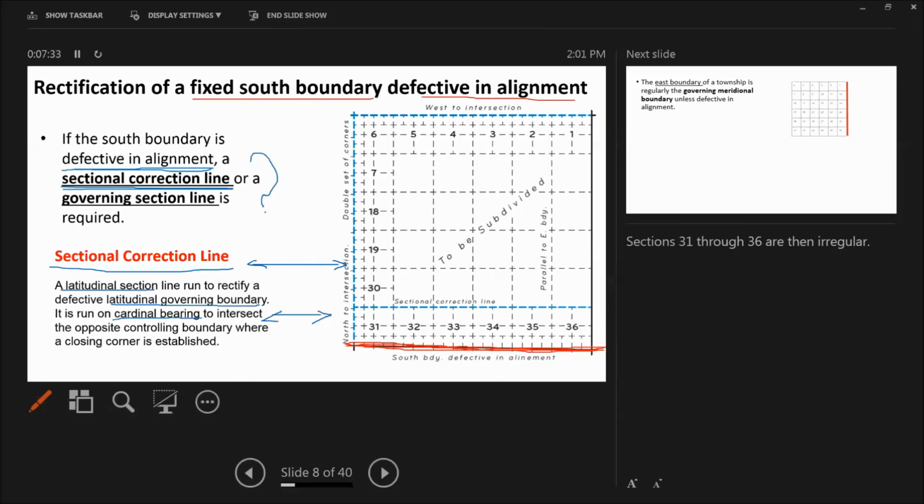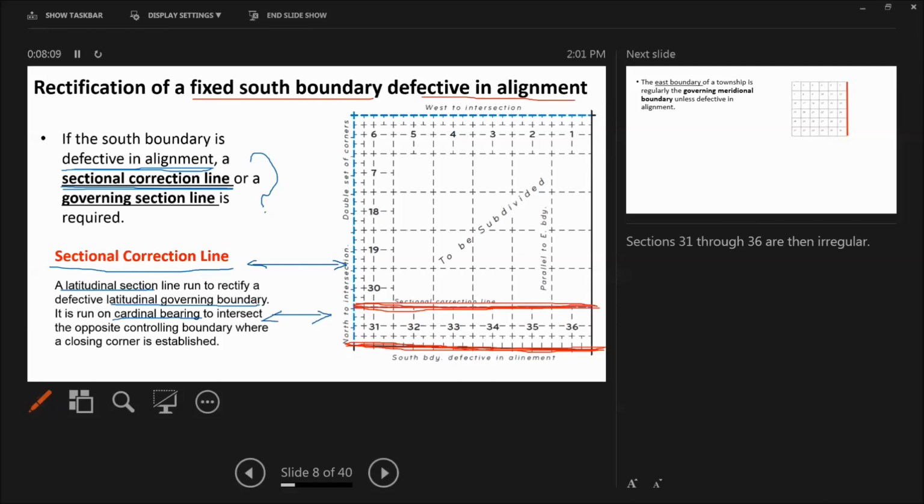Here it is. Maybe one option is to just have our lines parallel to it, all of them defective. No, that's not what the manual, the BLM manual, is saying. It says establish a sectional correction line. Not here, but at the very first mile, at the very first top tier to this last tier of sections. So at the very first top tier, this here, you establish your correction line.